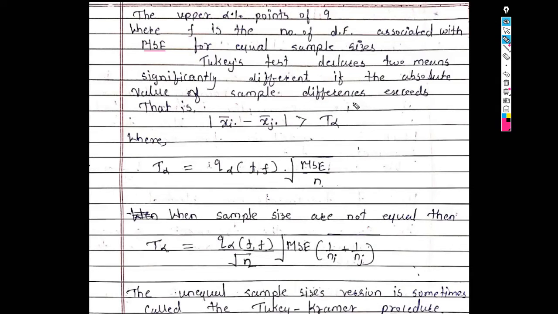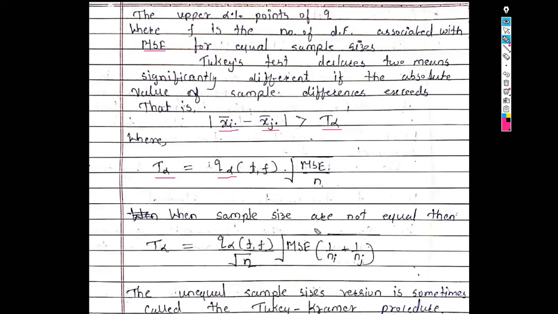So we reject our null hypothesis if the absolute value of xi dot bar minus xj dot bar is greater than T alpha, and T alpha is our critical value. Here xi dot bar and xj dot bar are the ith and jth treatment means. And what is T alpha? T alpha is Q alpha(t, f) into the square root of MSE upon n. We use this T alpha when our sample sizes are equal.